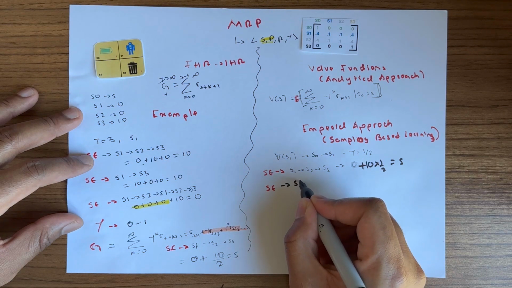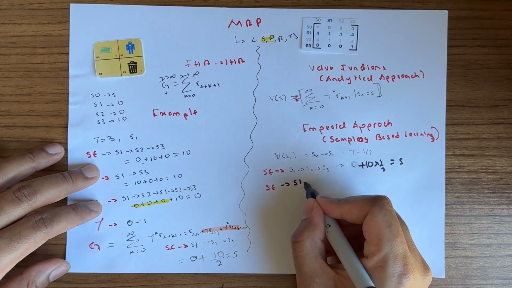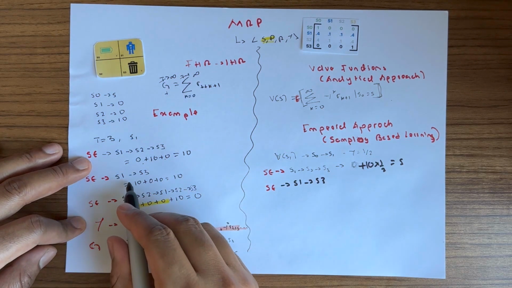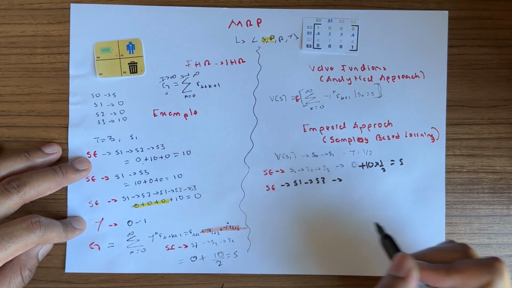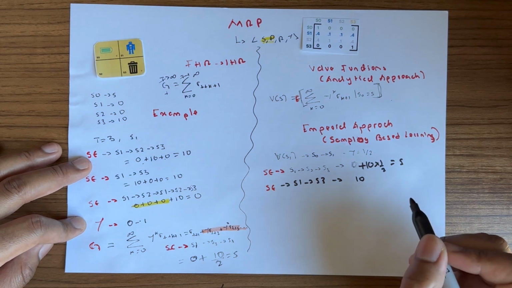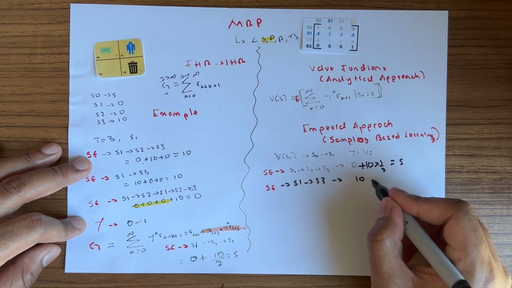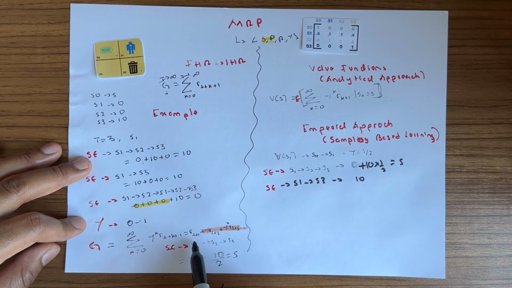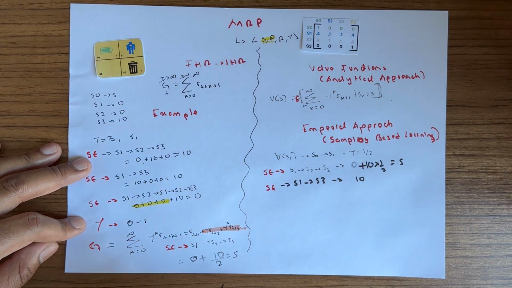Okay, a sample episode could be S1, let's say to S3. Essentially what we did here, but with discounting. From S1 I go to S3, I get a reward of 10. But there isn't going to be a discount, because it is the most immediate reward I get.